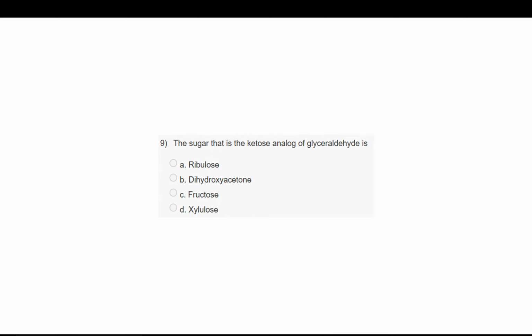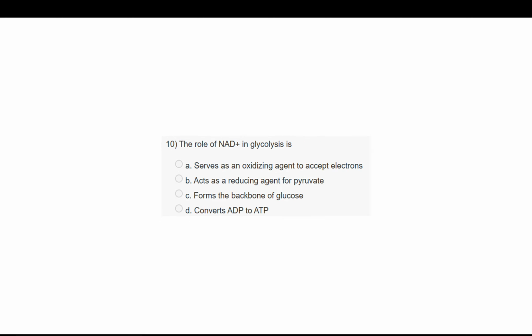The sugar that is the ketose analog of glyceraldehyde is ribulose, dihydroxyacetone, fructose or xylulose. The answer is dihydroxyacetone.